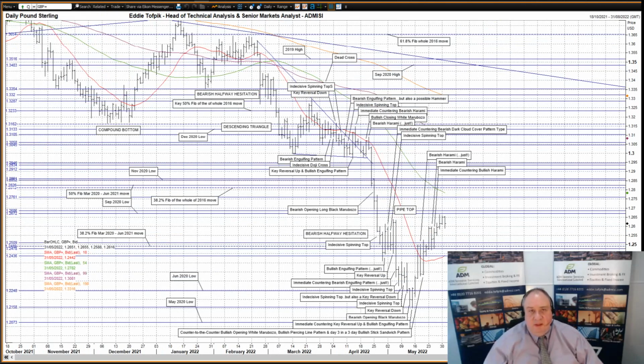Cable, aka sterling against the US dollar. A fourth bullish white soldier yesterday as the market rose once again towards the overhead resistances at 126.72, the September 2020 low, and 126.86. However, the market held off testing it properly. This was a continuing follow-on high to the recent immediate countering bullish harami.